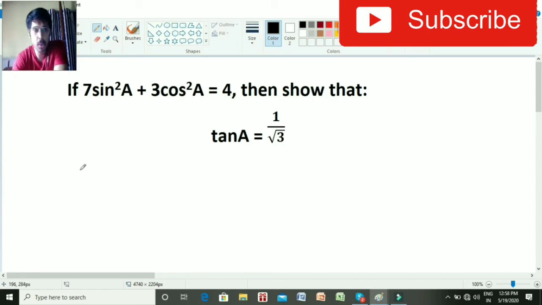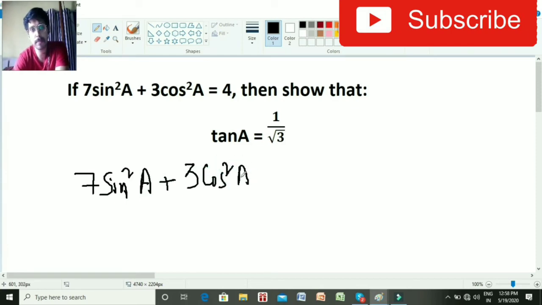Let us start. Just a moment, we need to again change the font. Seven sin square a plus 3 cos square a, that will be equals to 4 according to the question.